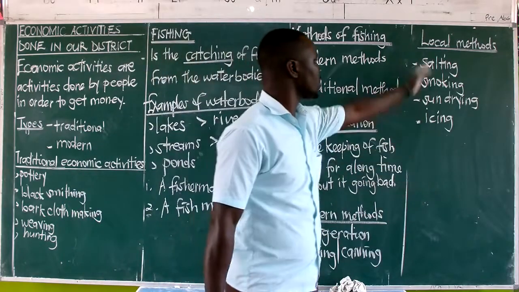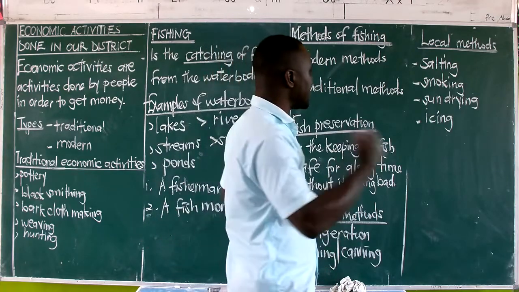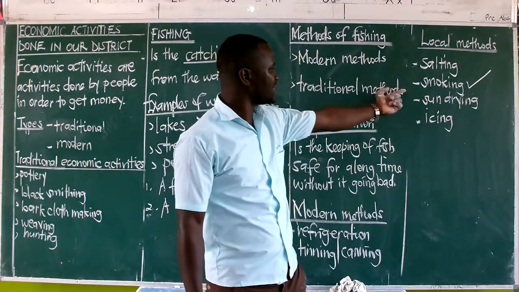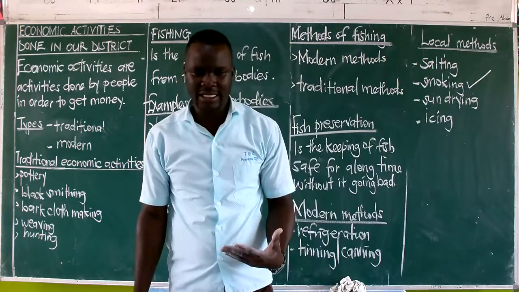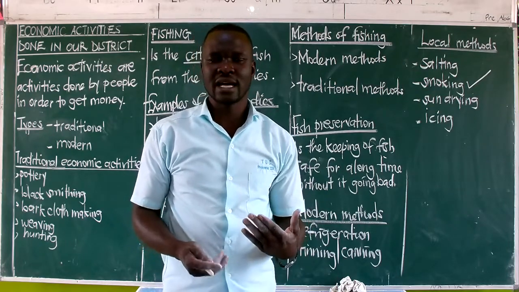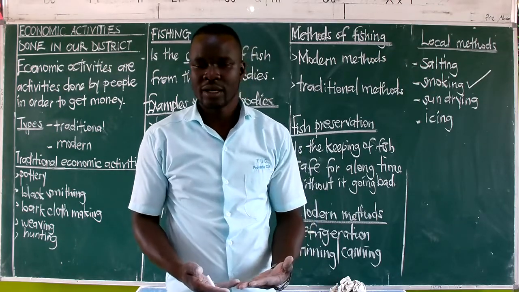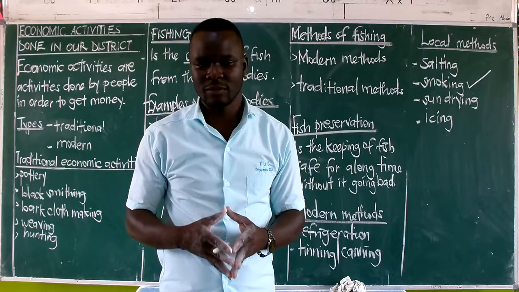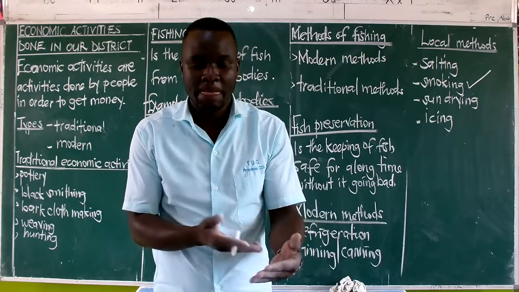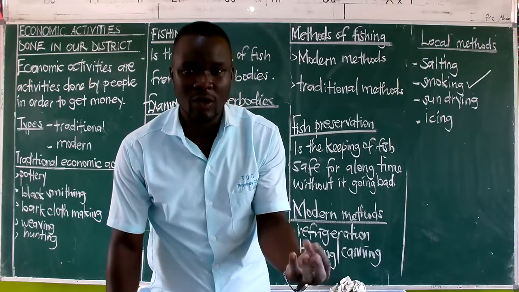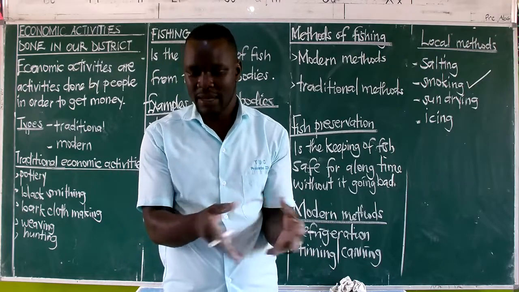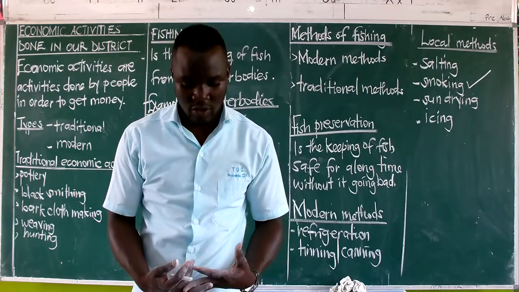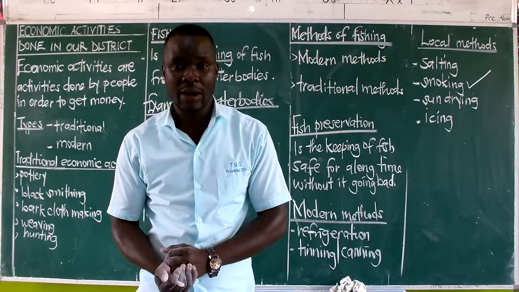So we need to know that out of these methods, in our district most of the fish is preserved through smoking. When we go to the market, if we don't get a fresh fish, of course the fresh one is not preserved, but you'll find most of the preserved fish are preserved by smoking. You will find they put smoke and you find it changing the color, becoming a little black. So that is what we call smoking. It's the commonest method of preserving fish in our district.